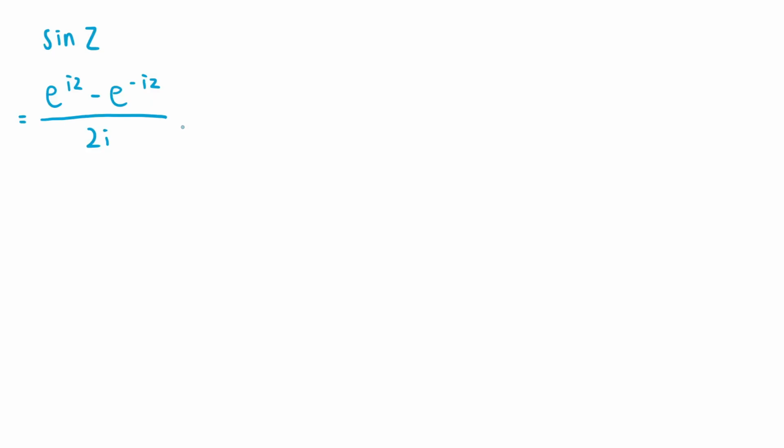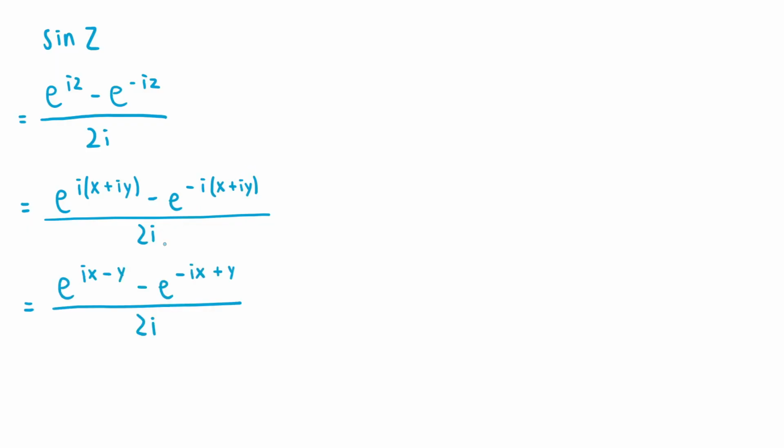start with the exponential definition of sine of z and plug in z equals x plus iy. If we do that, we end up with the expression e to the i times parentheses x plus iy minus e to the negative i times parentheses x plus iy, all divided by 2i. If we distribute the expressions for the exponents, the first term in the numerator becomes e to the ix minus y, and the second term becomes negative e to the negative ix plus y.